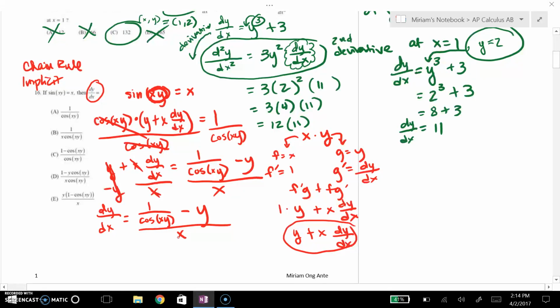Now my job is to find a match. Okay, so I'm going to go through elimination so it helps me. So A doesn't look anything like what I have. B, nope.